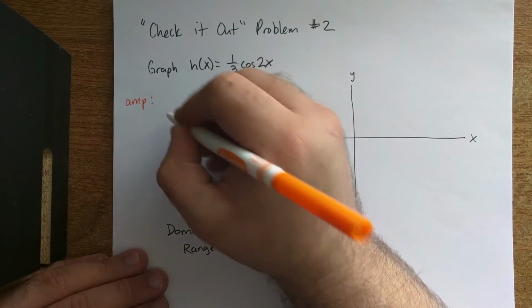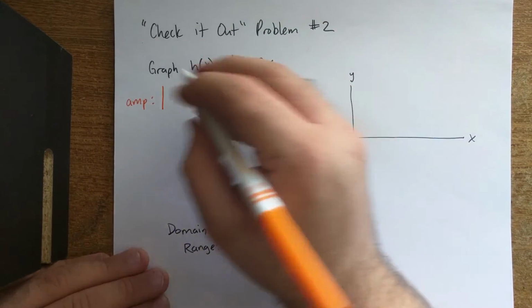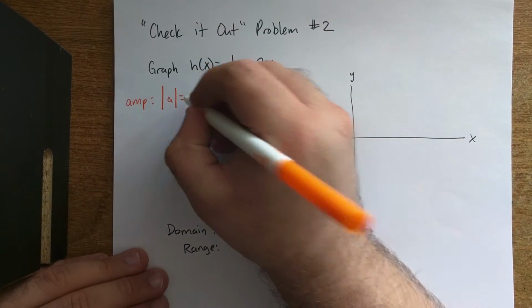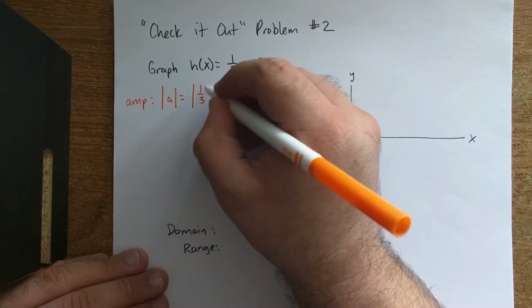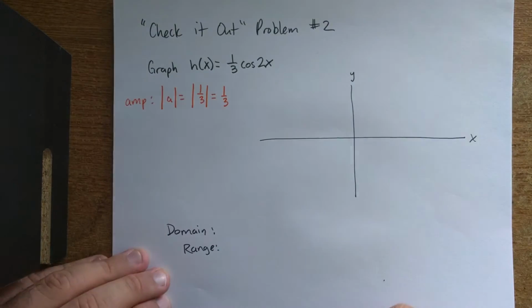All you do to find the amplitude is take the absolute value of a, which is the number in front of the sine or cosine. That means taking the absolute value of 1/3, which is just going to be 1/3. So your amplitude is 1/3.